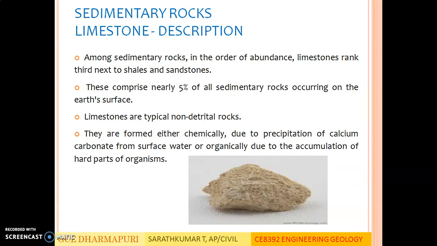Description. Among sedimentary rocks in the order of abundance, limestone ranks third next to shales and sandstones. These comprise nearly 5% of all sedimentary rocks occurring on the Earth's surface. Limestones are typical non-detrital rocks. They are formed either chemically due to precipitation of calcium carbonate from surface water or organically due to the accumulation of hard parts of organisms. Detrital means it is due to physical weathering. Limestone is mainly due to chemical weathering or organic processes.